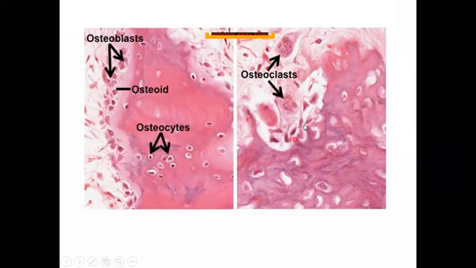And then osteoclast is a totally different cell. It is derived from the blood monocyte, we said, and it helps in phagocytic activity. Osteoid, right now, just remember that it is involved in bone formation. That's enough for you now.